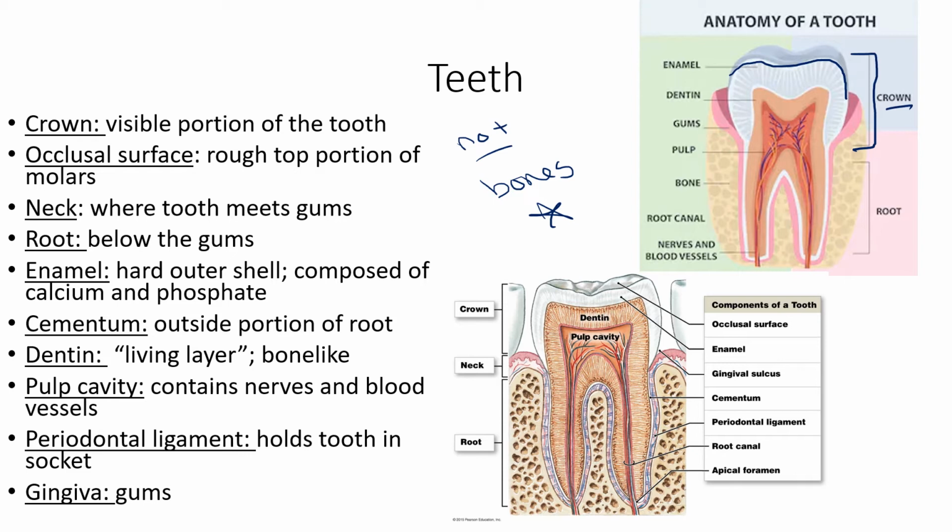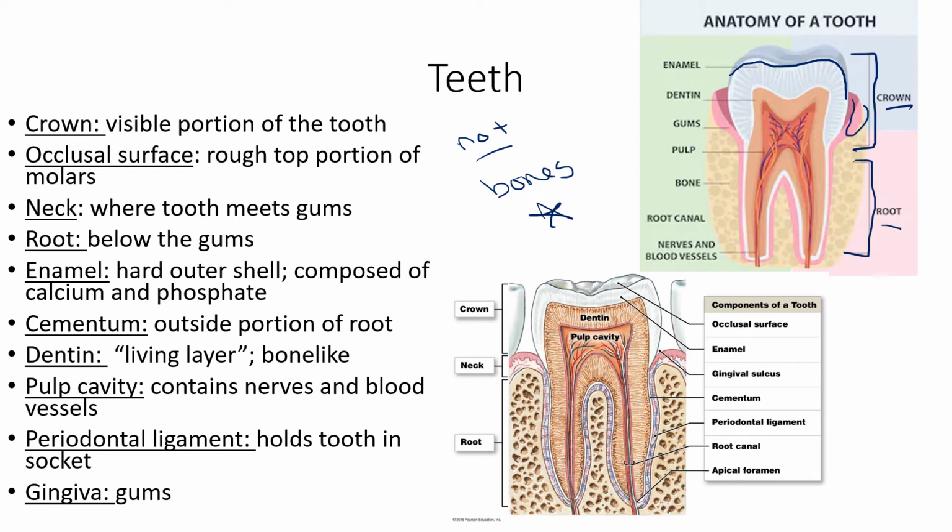The area between the crown and the root, and also where your tooth is going to meet the gums, is going to be the neck. The part of the tooth that you cannot see that is below the gums is going to be the root.